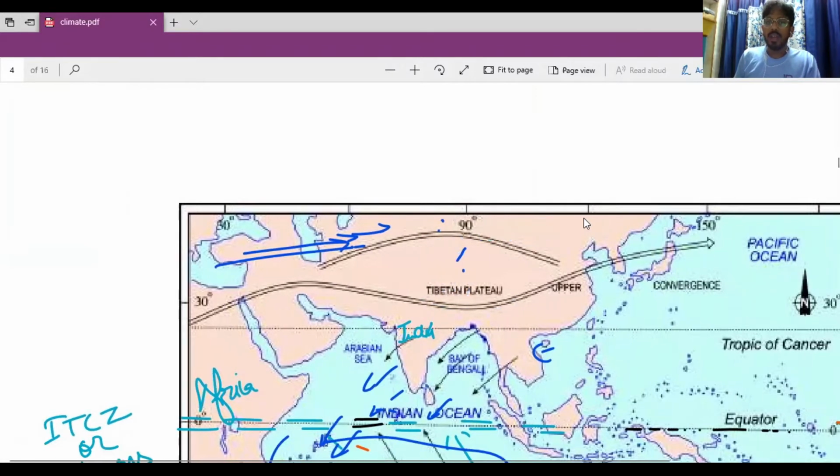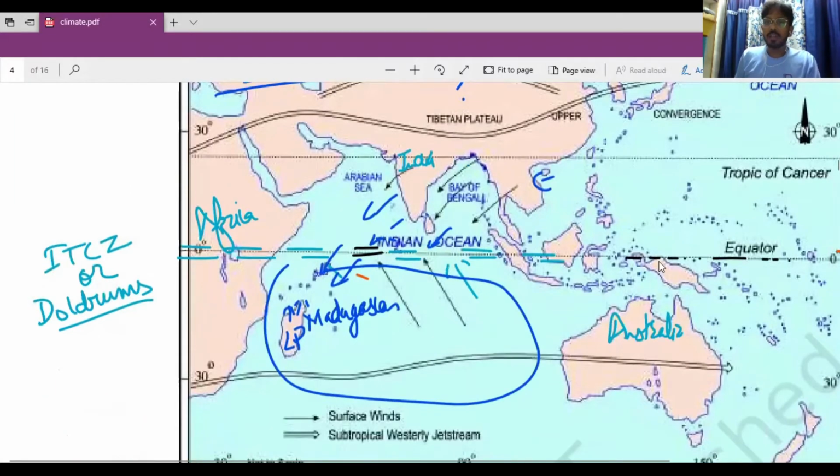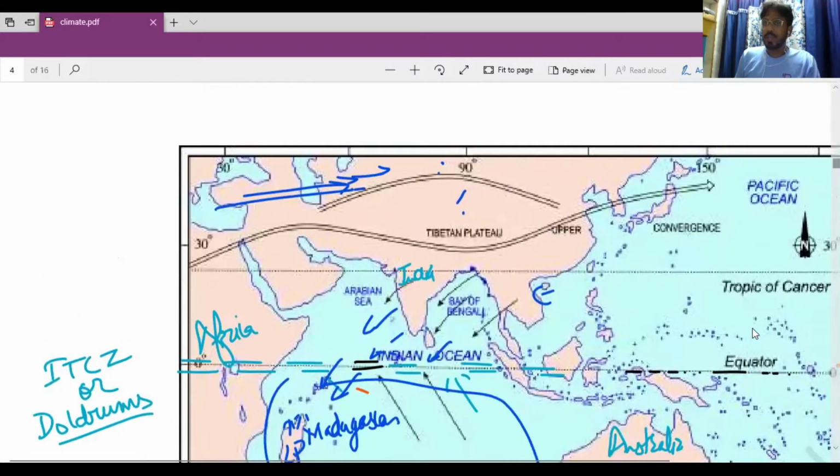Okay. So here we have the Tibetan plateau. As we all know, the sun moves downwards in winters. What happens when the sun moves downwards in winters? The Tibetan plateau will not heat because the rays are not falling directly. When rays are not falling directly, what is going to happen?